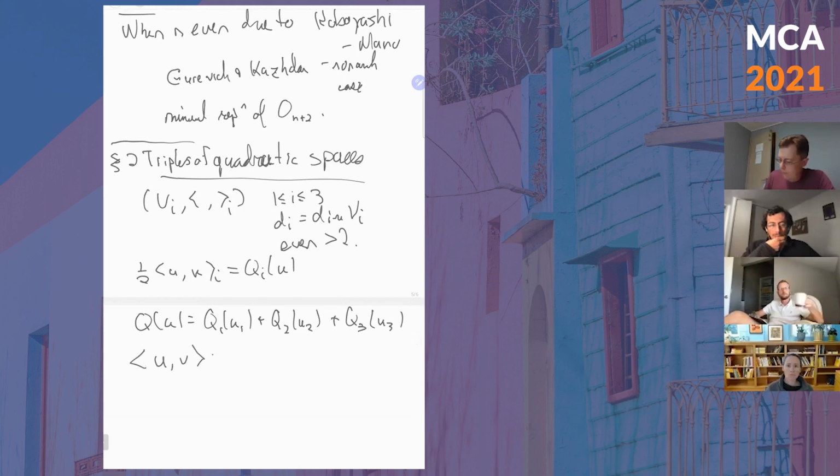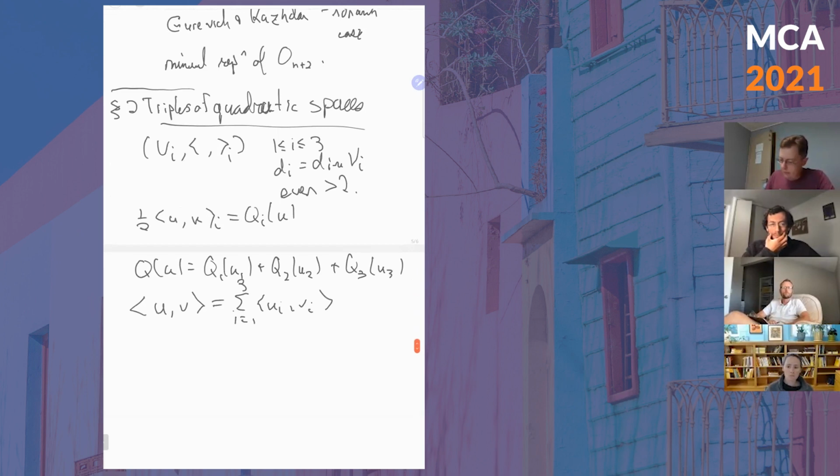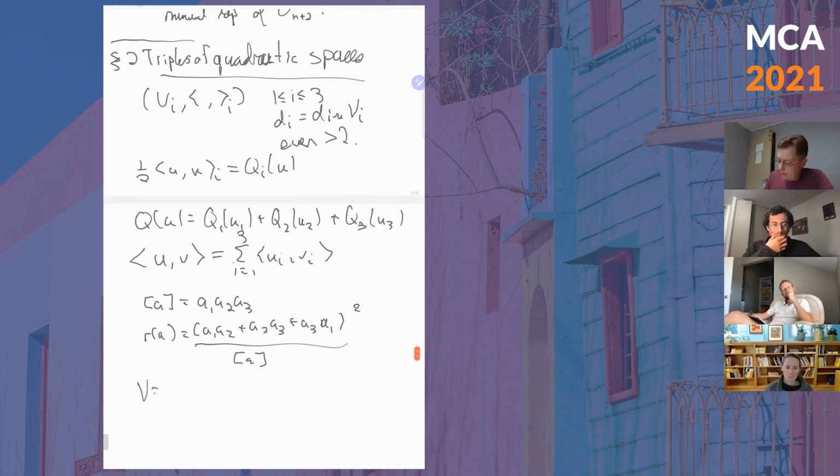And again, in this case, I have a natural pairing on my space. All right, and now I need to define a few rational functions. Maybe the form of these is not so important at the moment. The thing to take away is that they're more complicated than in the other case, but they're still explicit. And then V, I want to be the product from i equals 1 to 3.